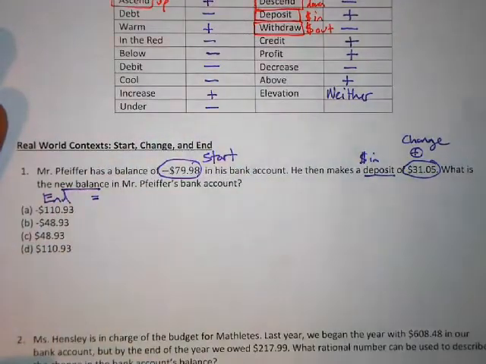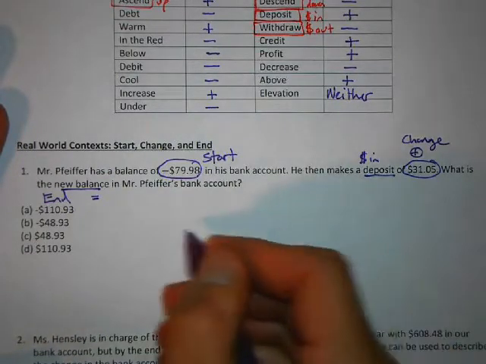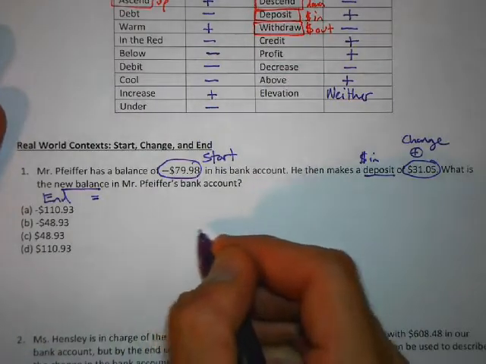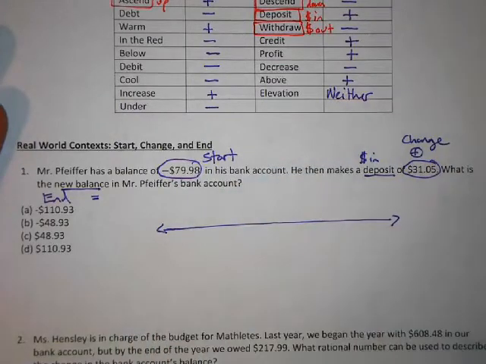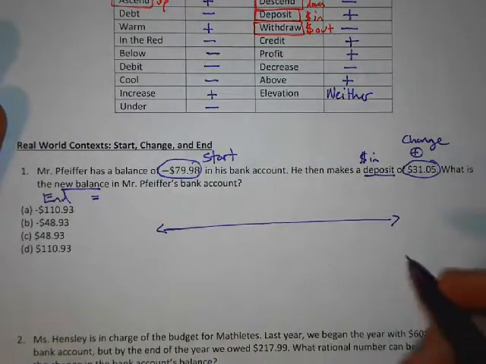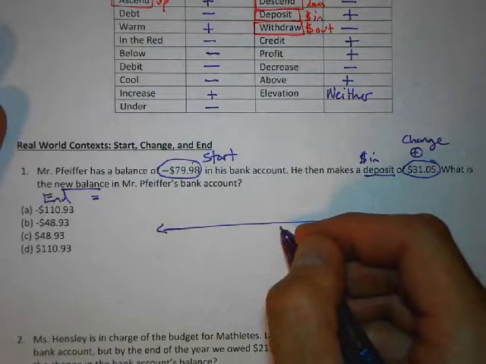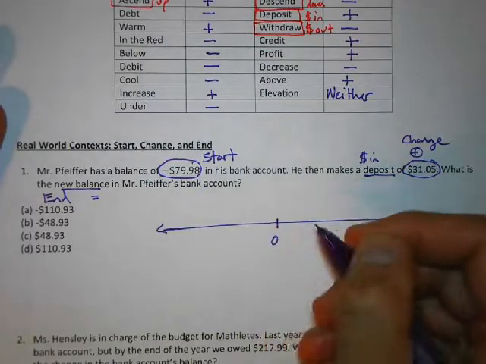Start, change, and end. This is super helpful because it helps you to draw a quick picture of this problem, which is always a fantastic problem-solving strategy. My picture, of course, is going to have a number line. It doesn't have to be a fancy number line. It doesn't have to have every number. It's just got to have the key stuff. So it's got to have 0.